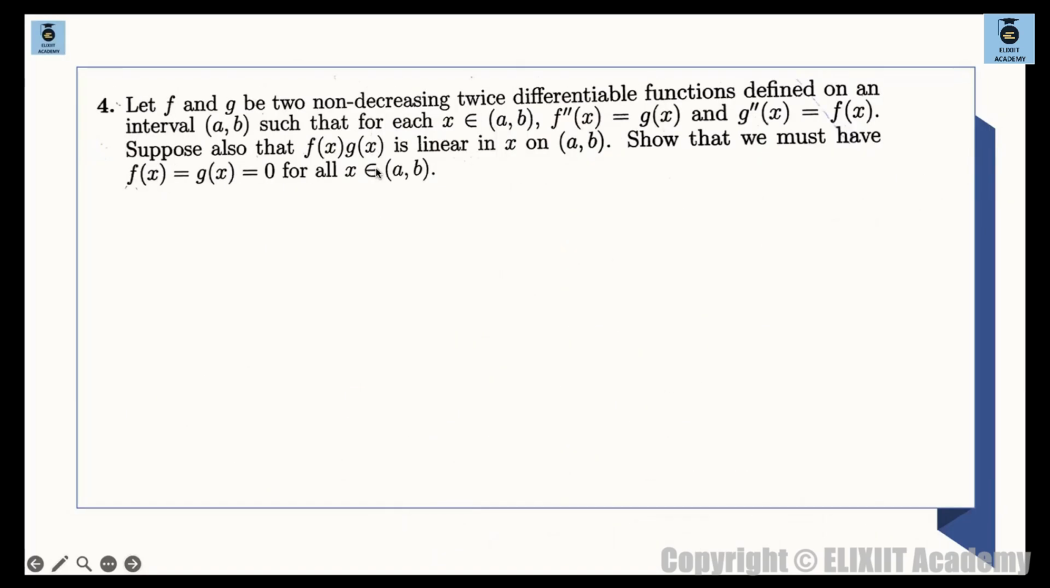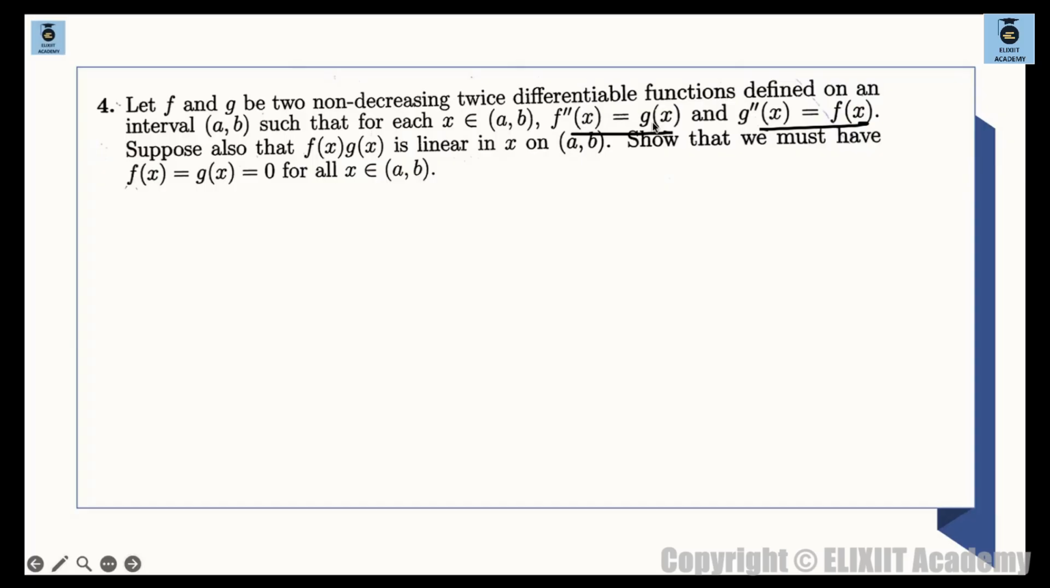Okay, next we have this question, which is a UGB question. Let f and g be two non-decreasing twice differentiable functions defined on an interval AB such that for each x belongs to AB, f double dash of x is equal to gx and g double dash of x is equal to fx. So these two relations are given. Suppose that also fx into gx is linear on x, so the product is linear. We must show that fx and gx is equal to 0 for all x belongs to AB.